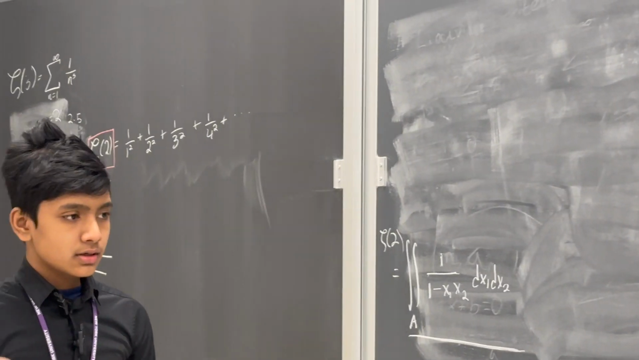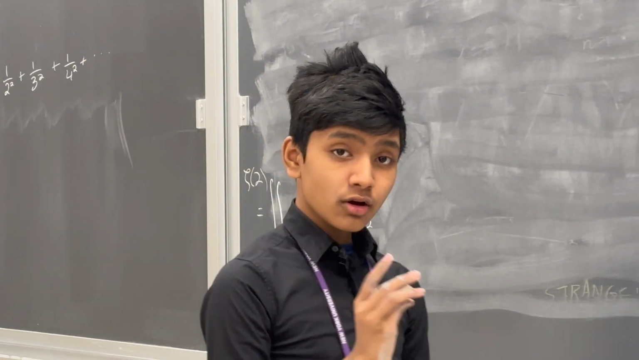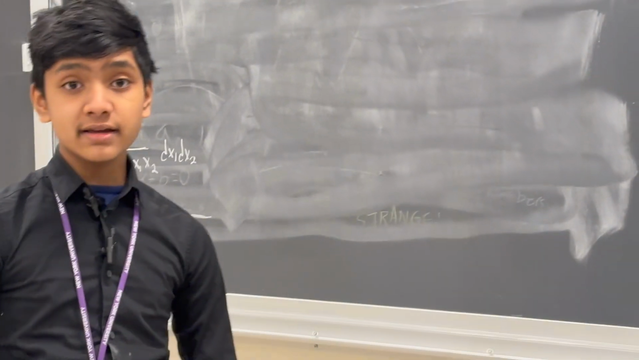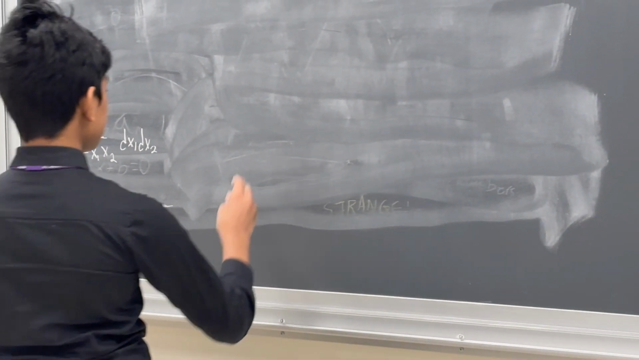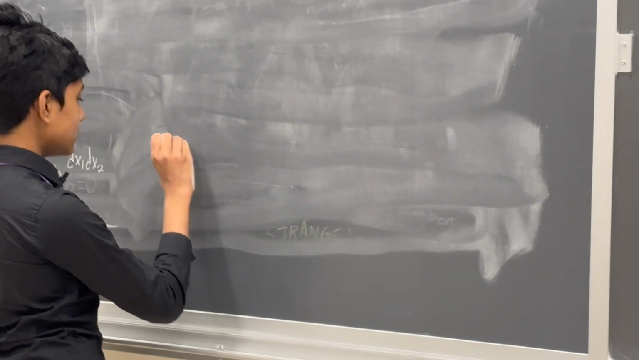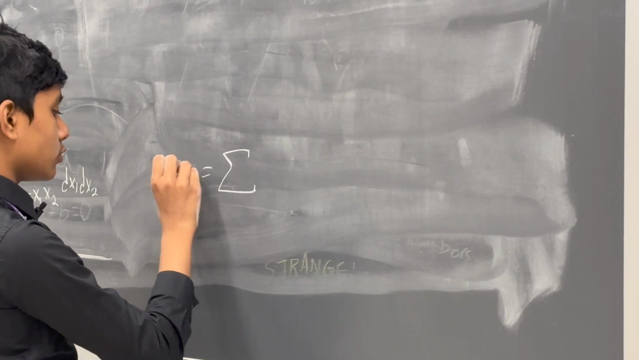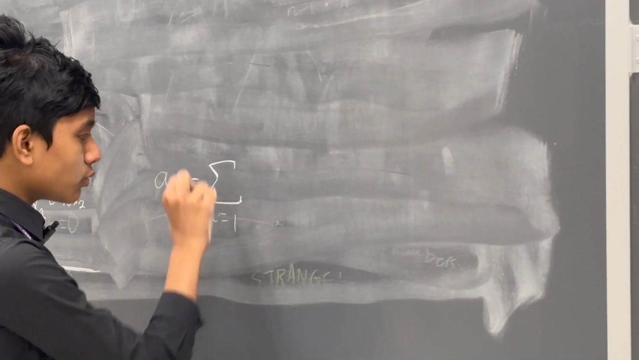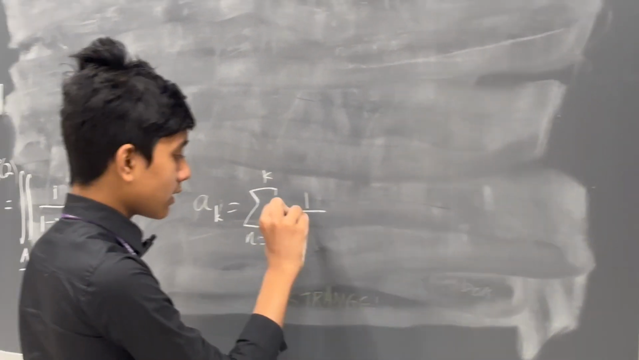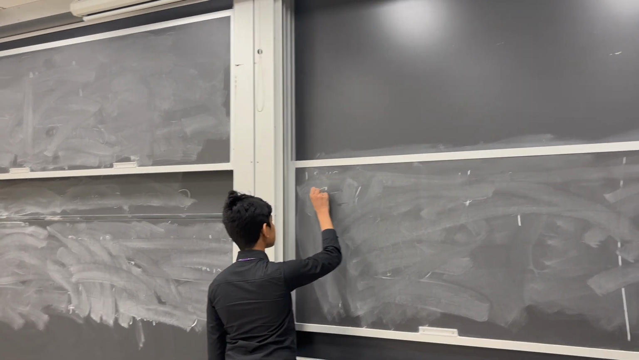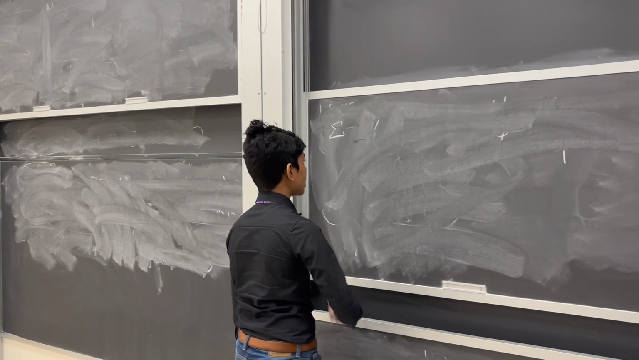Okay. Great. So let's talk about what we're going to do next. Logically, what happens if I take a rational approximation to zeta of 2? Well, the best way to rationally approximate an infinite sum is to take a partial sum. So let's take an approximation. A_k is equal to the sum from n equals 1 to k of 1 over n squared. So naturally, a partial sum is going to be the best rational approximation we have.